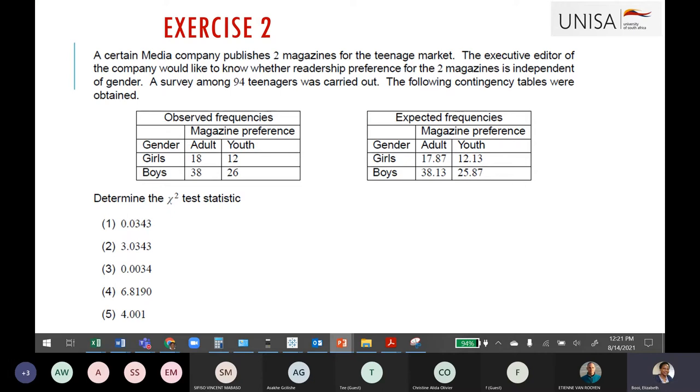Your next exercise, when you have your answer, you can post on the chat. They're asking you to calculate your chi-square, which is the sum of your observed minus your expected squared divided by your expected.